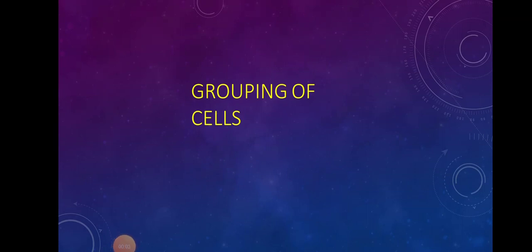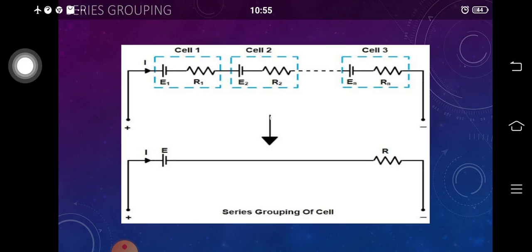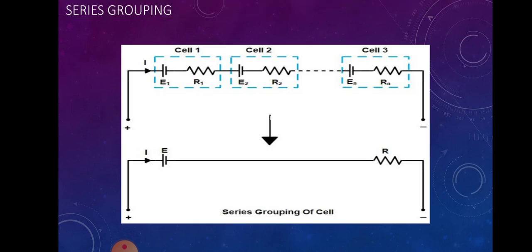Hello, good morning students. Today we will discuss grouping of cells. Yesterday we discussed one question based on internal resistance and terminal potential. Now there are two types of grouping: one is called series grouping and the other is called parallel grouping.